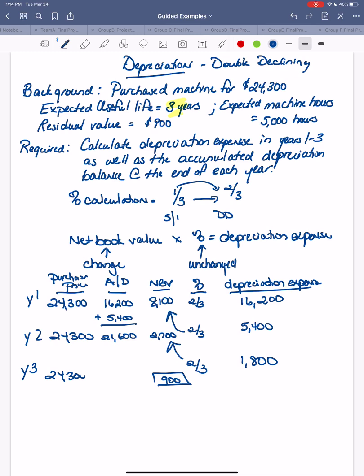A lot of times it won't. A lot of times you have to just stop and say, I won't take all of the depreciation expense. I will instead just stop and... I can't do the math here. Hang on one second. 24,300 minus 21,600.